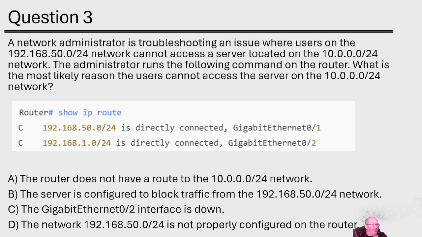All right. Question number 3. A network administrator is troubleshooting an issue where users on the 192.168.50.0 network cannot access a server located on the 10 network. The administrator runs the following command on the router. What is the most likely reason the user cannot access the server on the 10 network? What do you think on this one? A little bit of networking. I like these types of questions. In my opinion, this is a true networking question that you should be able to answer.